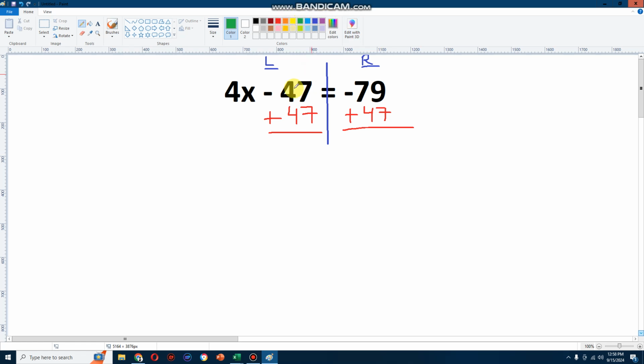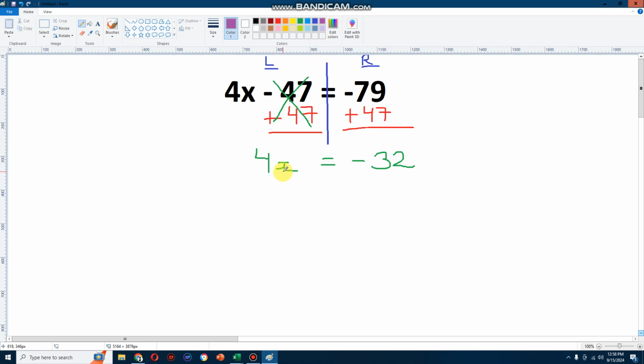Let's solve. Minus 47 plus 47 is 0. Cancels out. 4x is now free. You see? And you get the equal sign right here. And you do minus 79 plus 47. It is minus 32. And you can punch this in the calculator. So now, we've got minus 47 out of our way.